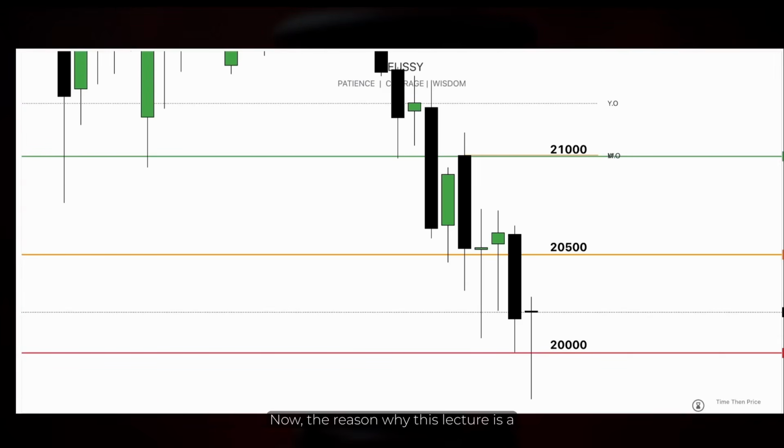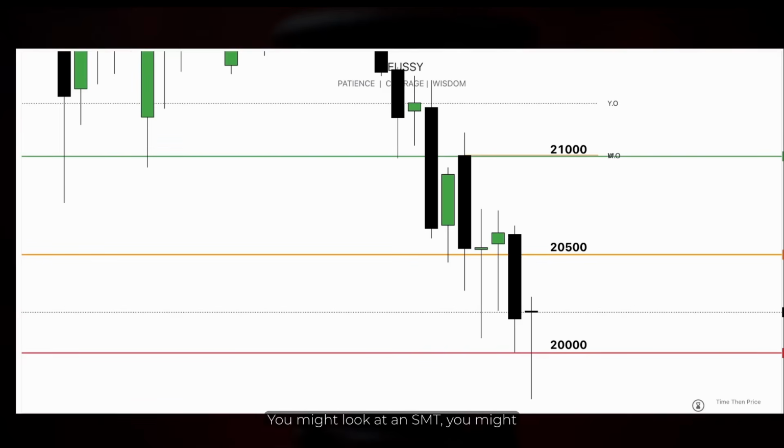Now, the reason why this lecture is very important to study in depth is the following. What many of you do wrong is that you go into the charts and you begin to look for PD arrays. You begin to look for, for example, breakers and fair value gaps, and you think that every single breaker and fair value gap that appears is a trade setup. And you think that all you should do is just trade every single breaker that presents itself, every single fair value gap that presents itself.